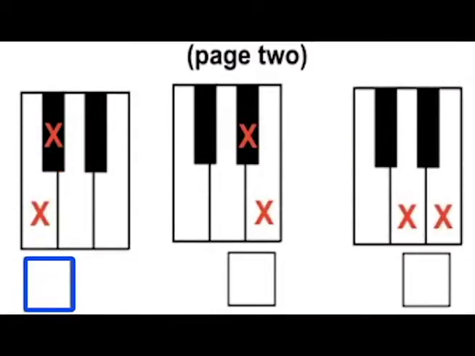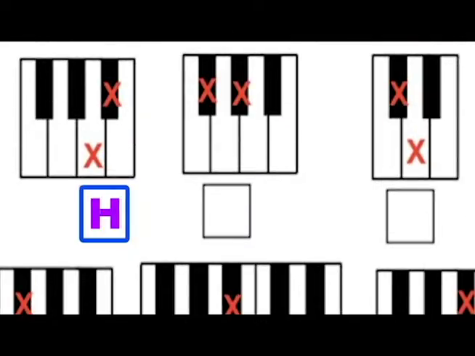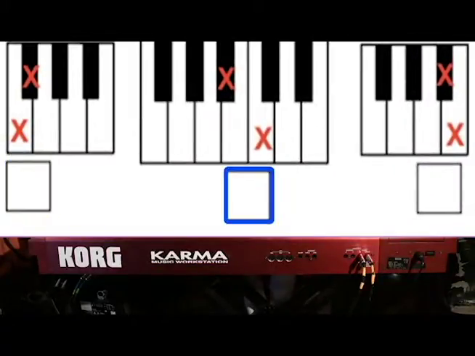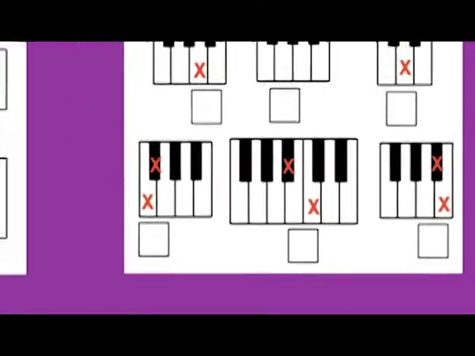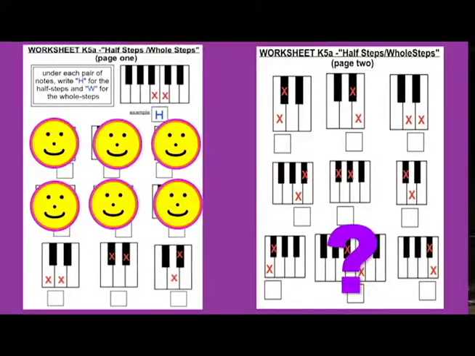What's that one? Half. What's that one? Half. That one? Whole. What's that one? Half. What's that one? Whole. What's that one? Half. Half. What's this one? Half. What is that one? I mean whole, because it has one in between. Last one. Half. Except for that one right here, you got every single one of those right.